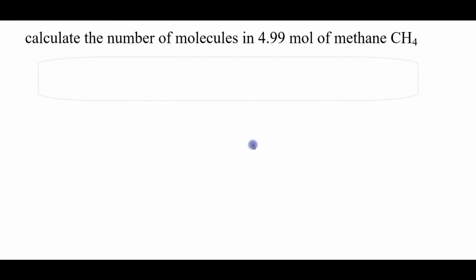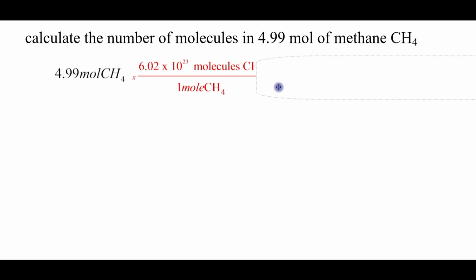Pause the video. This time we're going to use molecules, but the problem is set up the same. You should have started with 4.99 moles of methane. I want to set up my conversion factor so that moles is on the bottom. And this time I substitute molecules in for particles. I end up with 3.00 times 10 to the 24 molecules of methane. Notice I have 3 significant figures, and so my answer should have 3 significant figures.